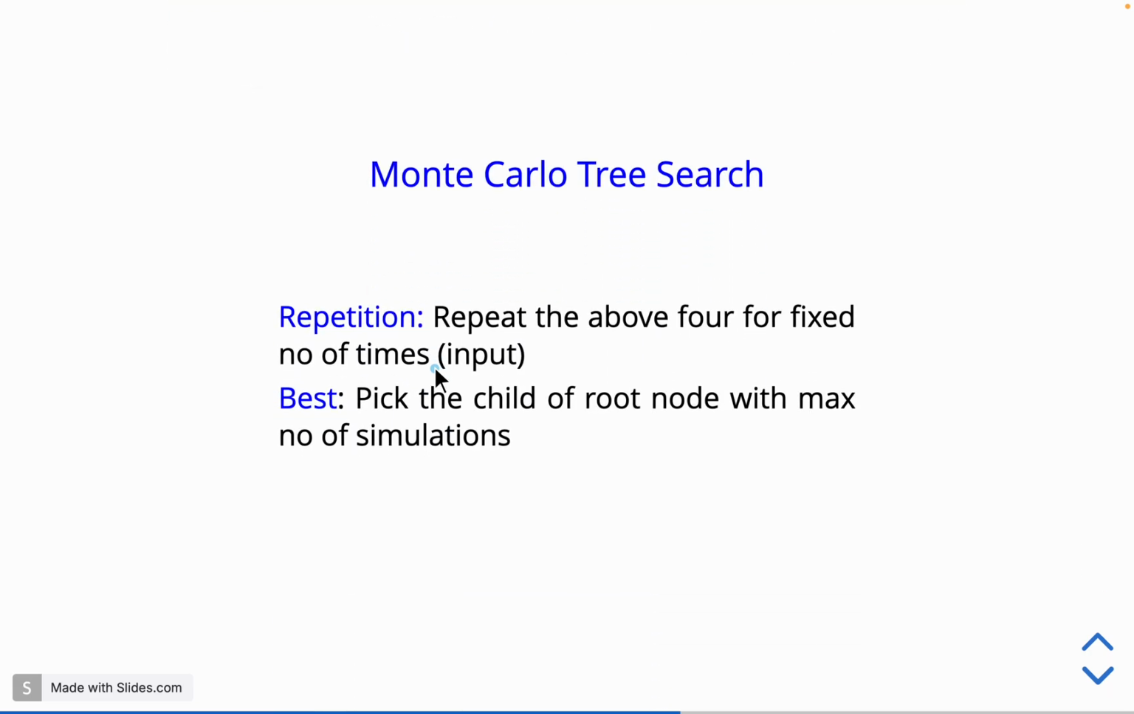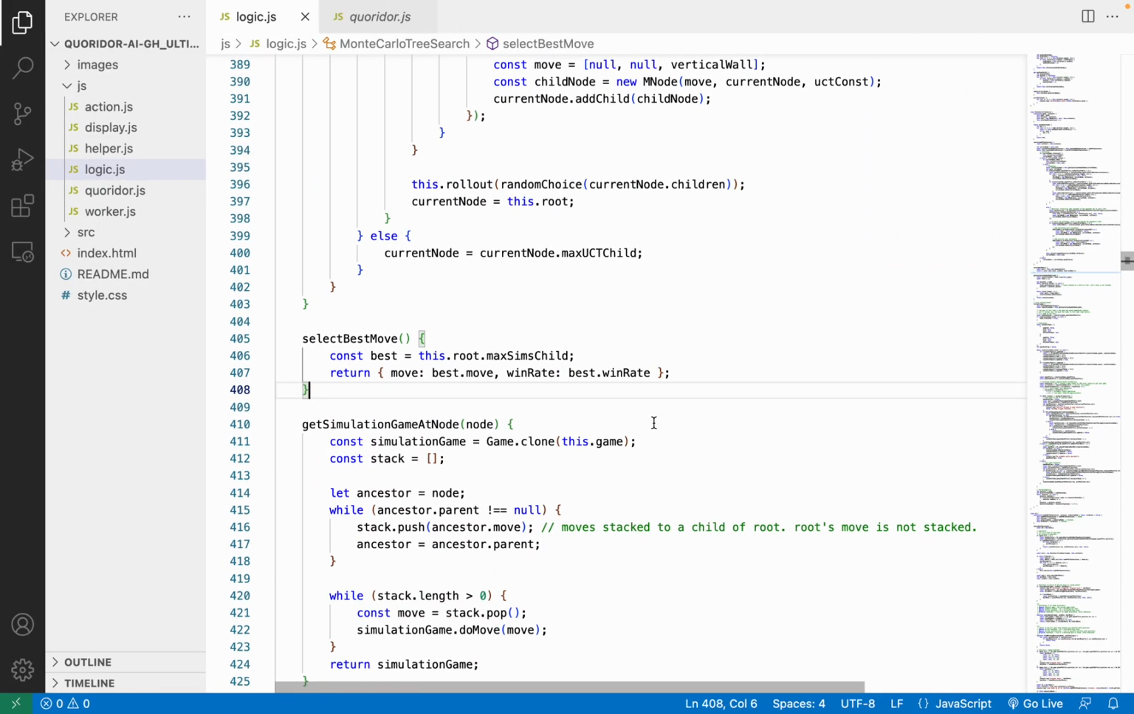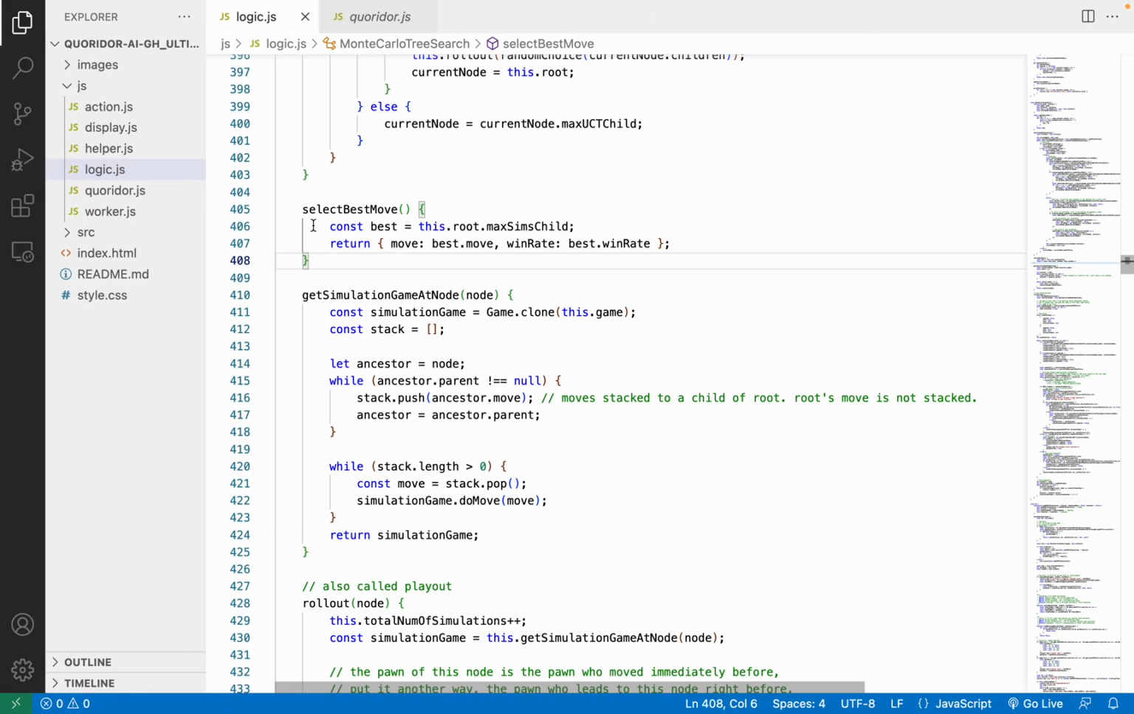After this simulation process is done, we repeat this whole four phase process for a given number of times and pick the child of the root node. So we were finding the best move for the root node. Pick the child of the root node with the maximum number of simulations, so the child that was simulated the maximum number of times. And it can be seen here. Select best move. So we select the root child with maximum number of simulations.